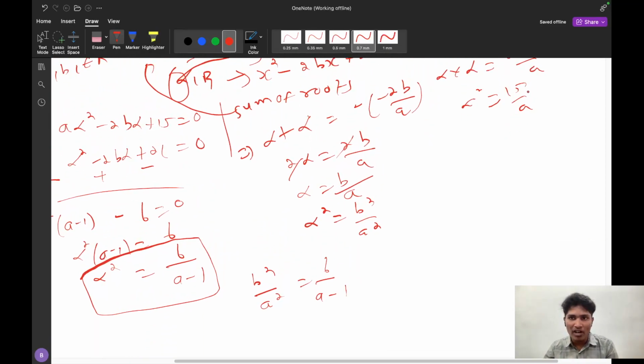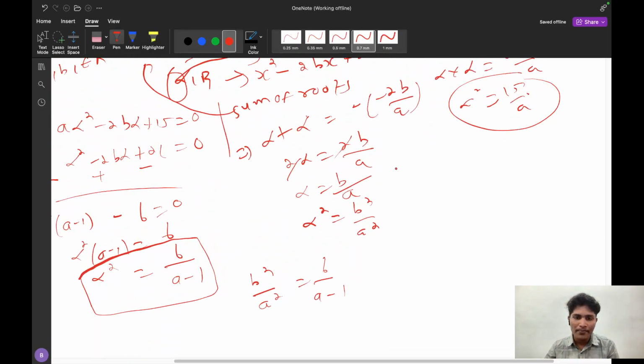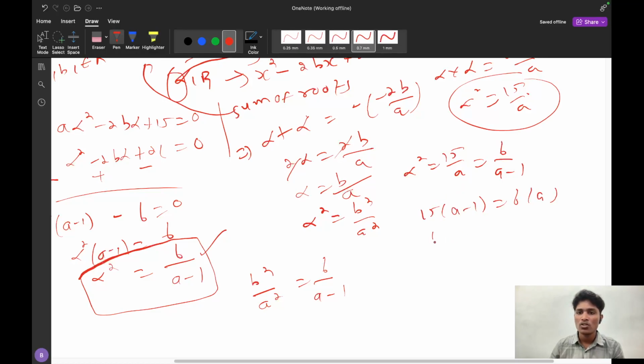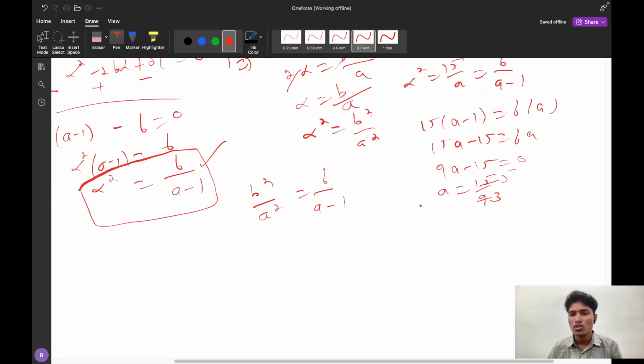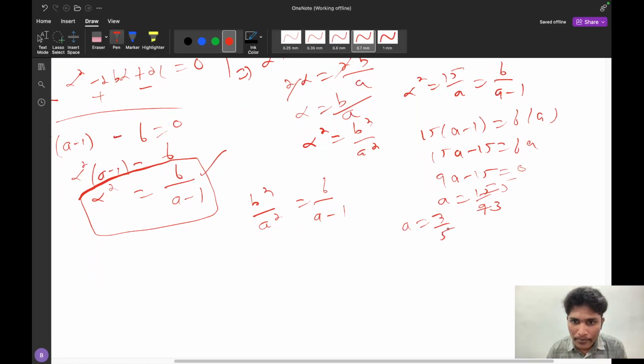So with the help of this equation, and with the help of this equation, what can I do? Alpha square equal to 15 by a, again alpha square equal to 6 by a minus 1. I can use this one. So 15 into a minus 1 is equal to 6 into a. So 15a minus 15 is equal to 6a. So 9a minus 15 is equal to 0. So a equal to 15 by 9. So 3 3s are 9, 3 5s are 15. So a equal to 3 by 5. This is the one value. Yes, a equal to 3 by 5 we got.